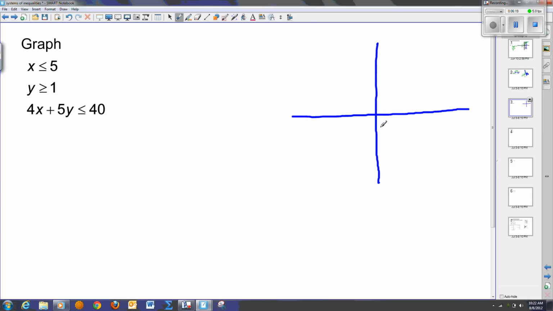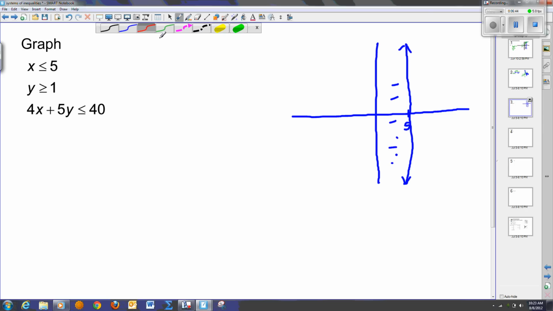So here is x is less than 5. Let's call 5 right around over here. We've graphed a vertical line like this before. And we shade wherever x is less than 5, so that's over in this region here.